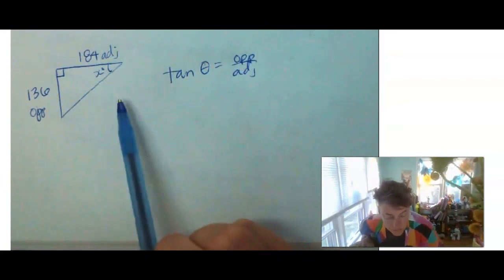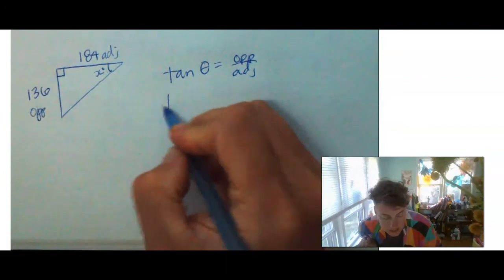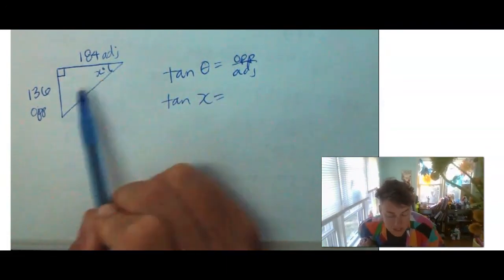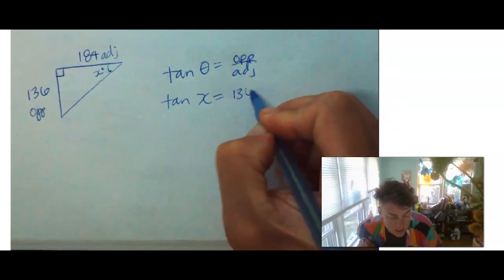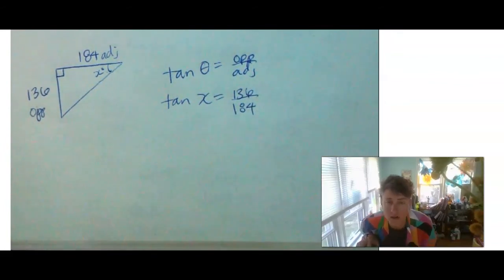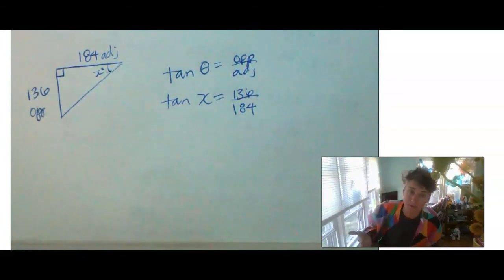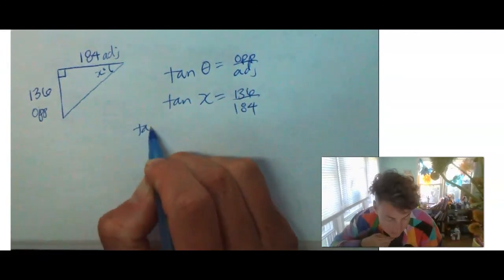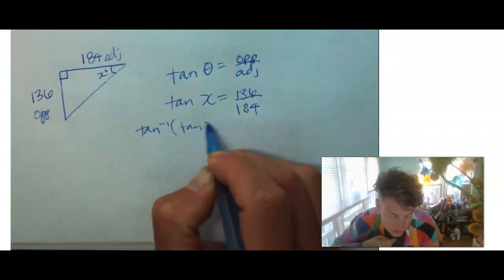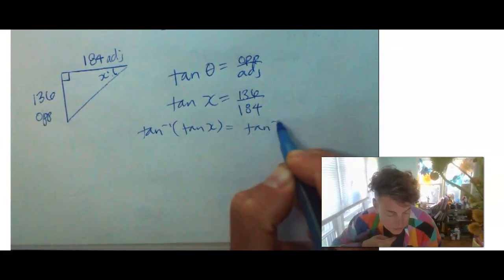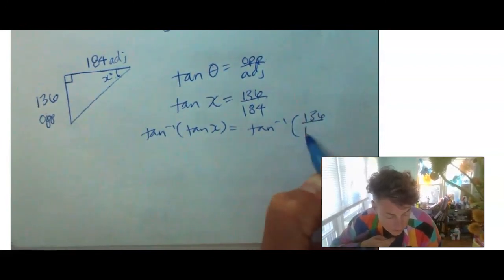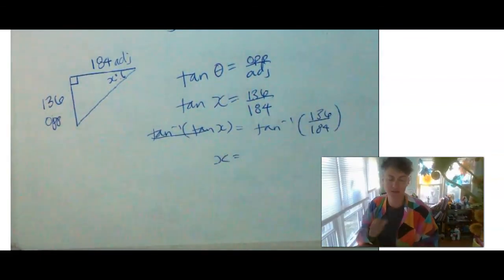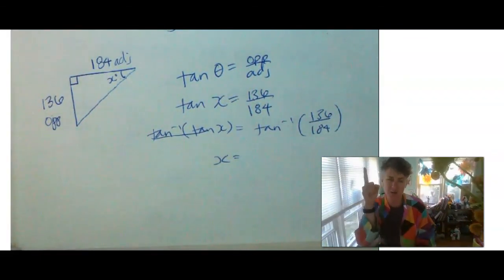Cool. So we are looking for tangent of x. That's the angle that we have. The opposite side is 136. The adjacent side is 184. We want x. So what are we going to do? The inverse tangent, or arctan. Same thing. I like to call it inverse tangent. I don't know why. I just prefer that. So that's what I'm going to write. 136 over 184. X will be the inverse tangent of 136 over 184, to the internet calculator.